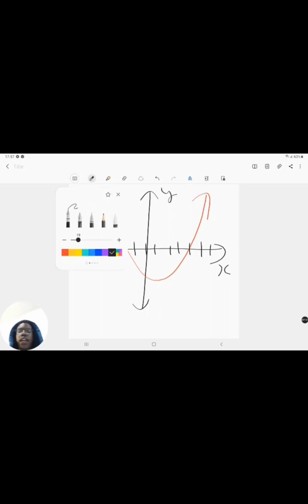Well, you can test. How do you test? Well, you want to see if you've got an x value that corresponds to more than one y value or just one y value. If the x values correspond to just one y value, then this is a function. If not, then it's not a function.